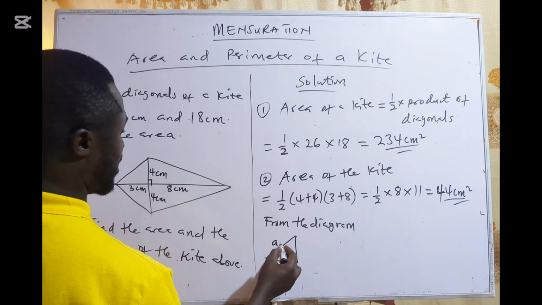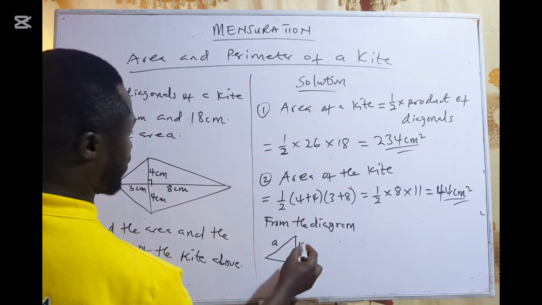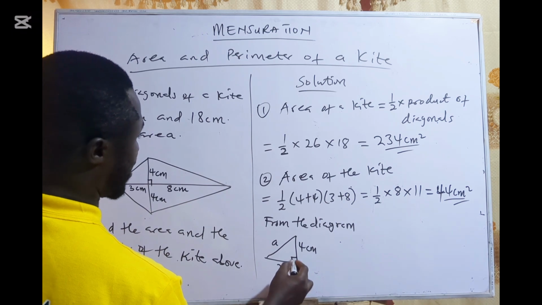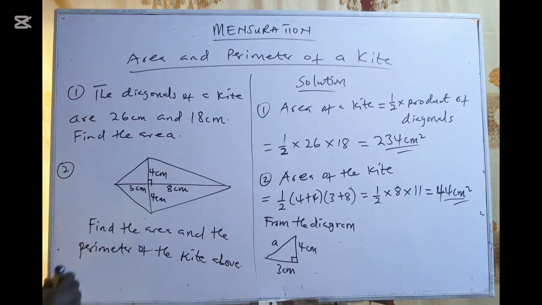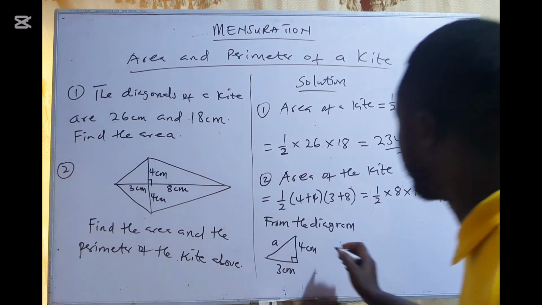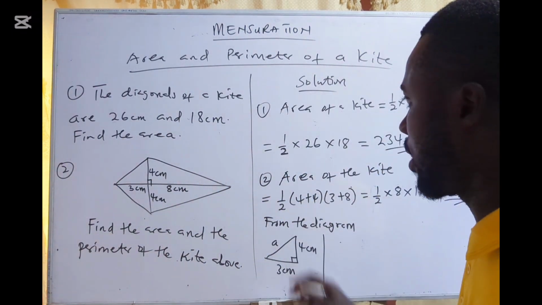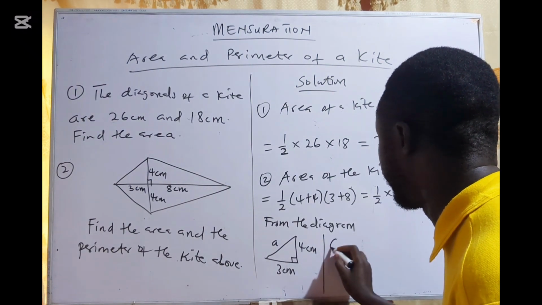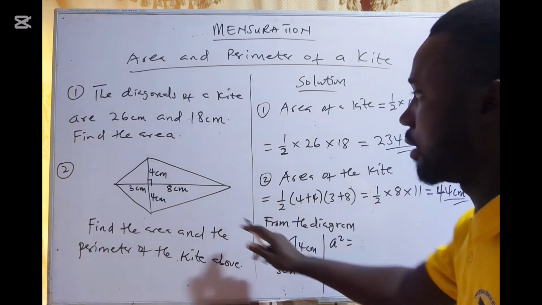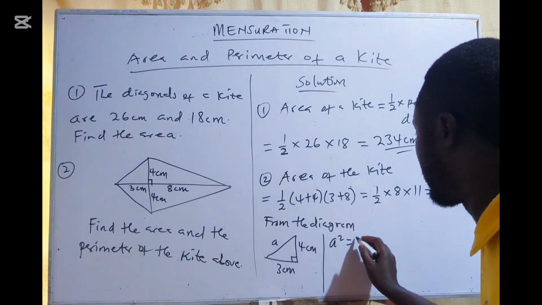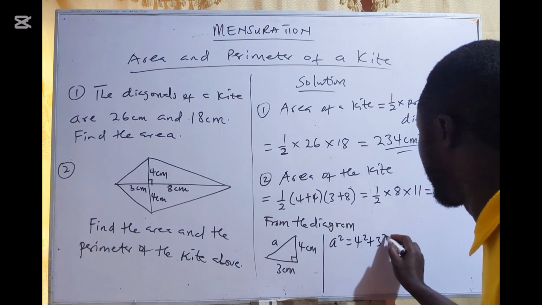Let me call here A. Here is 4 centimeters. Here is 3 centimeters. We know that diagonals meet at a right angle. So this becomes a right angle triangle. Then I'll use the Pythagoras theorem. Okay? So that I can say that A square is equal to, this side becomes the hypotenuse, equal to 4 square plus 3 square.